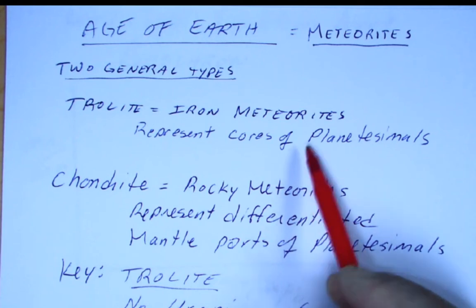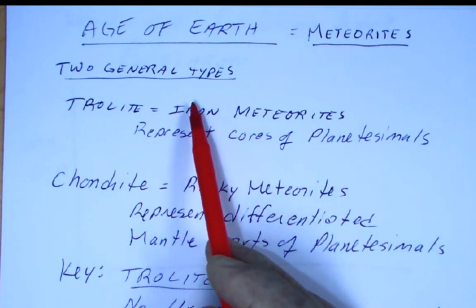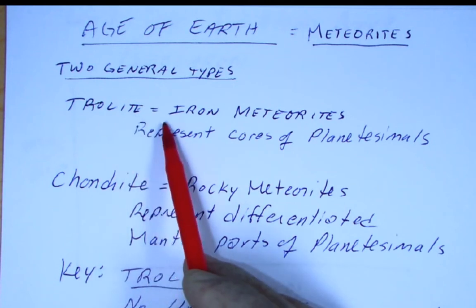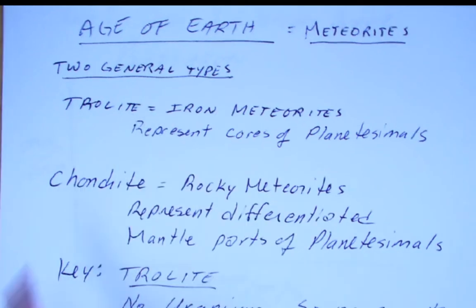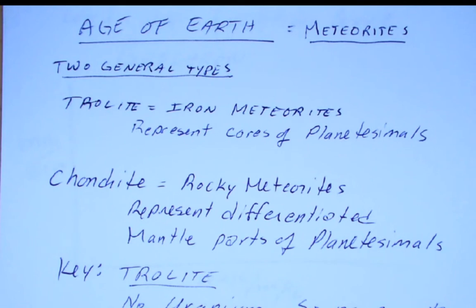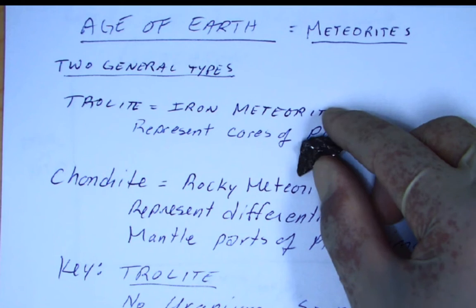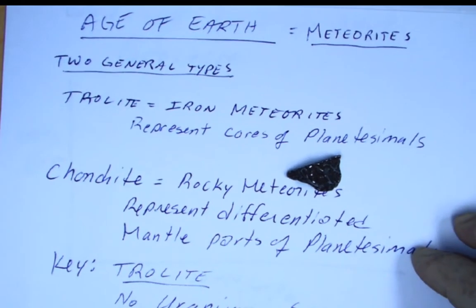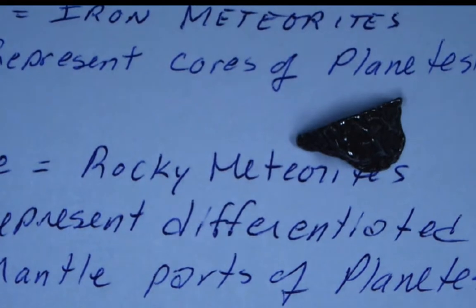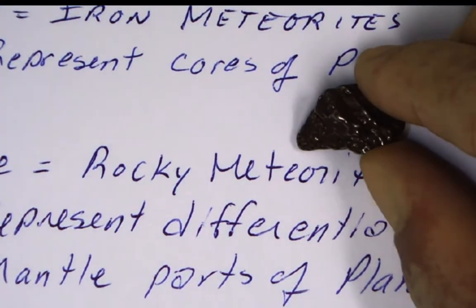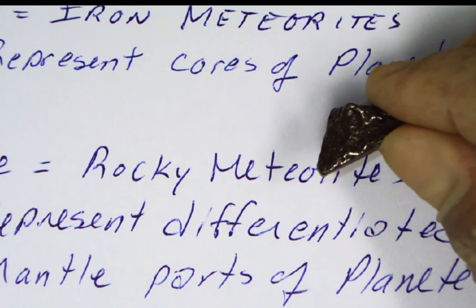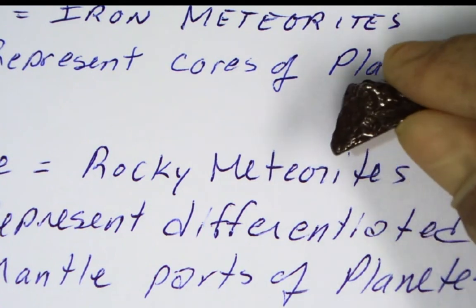We find there are two general types of meteorites. One is called a troilite, and troilites are mostly these iron meteorites. They represent the cores of these planetesimals. Eventually they crash into each other, and if they explode, bits of meteorites float around the solar system, and they're still around. I have one right here. This is a nice little iron-nickel meteorite, and it looks kind of like an old nickel. This is called an iron meteorite, or a troilite.